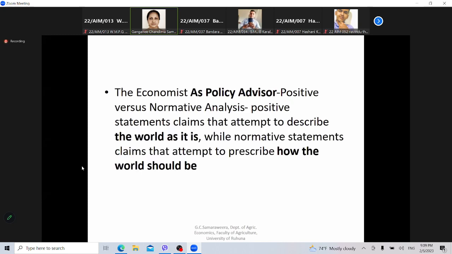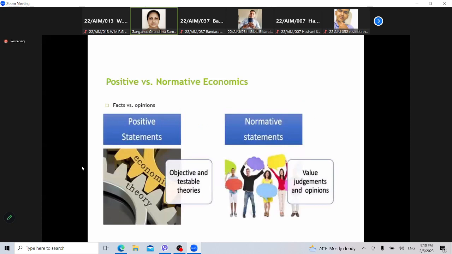Another thing, an economist is a policy advisor. Normally he is thinking about how it happens, and he gives advice for policy formulation. So that's a very important thing. You all should think as economists. While thinking this way, you have to have two concepts actually: positive versus normative economics.